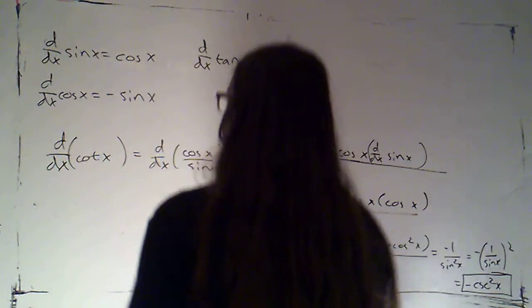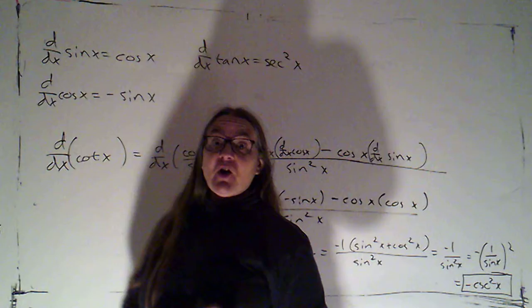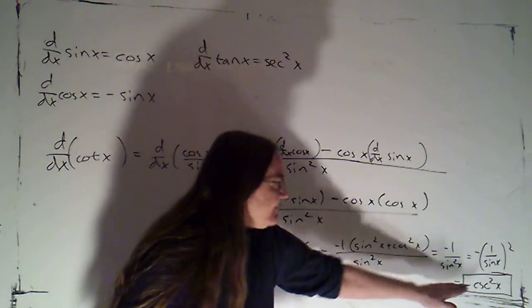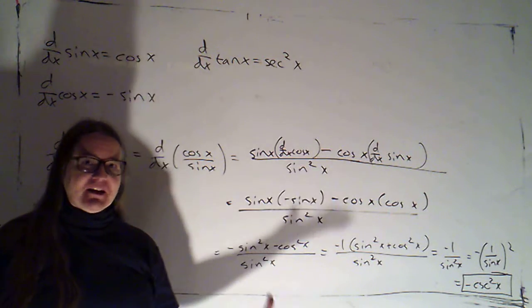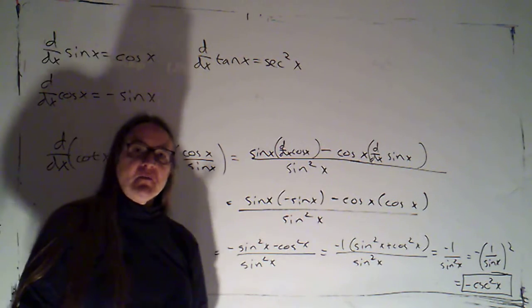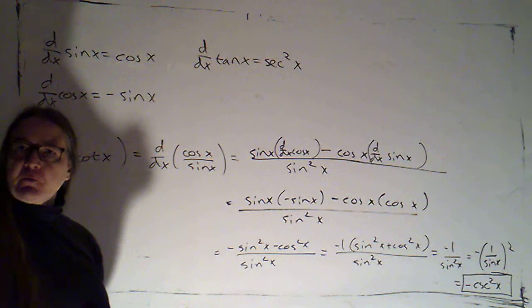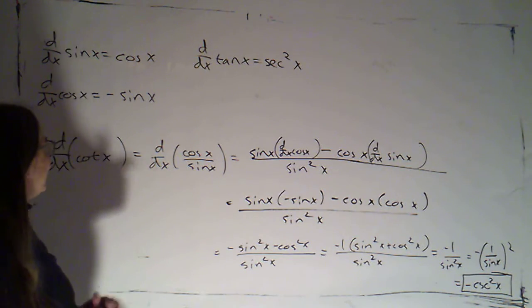All right, you should have worked out the derivative of cotangent on your own. The answer is that the derivative is negative cosecant squared. If you got that and you feel good about it, feel free to move on to the next video. I've got the work up here and I'll just run through it quickly for those who want to.